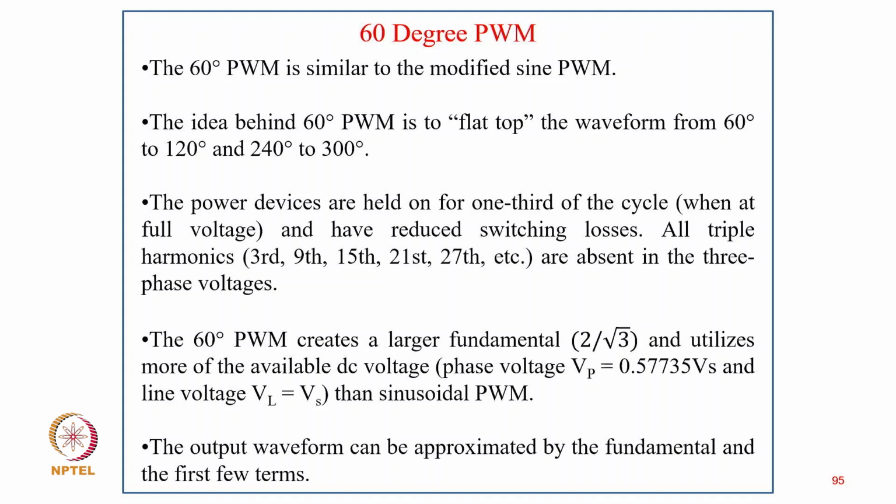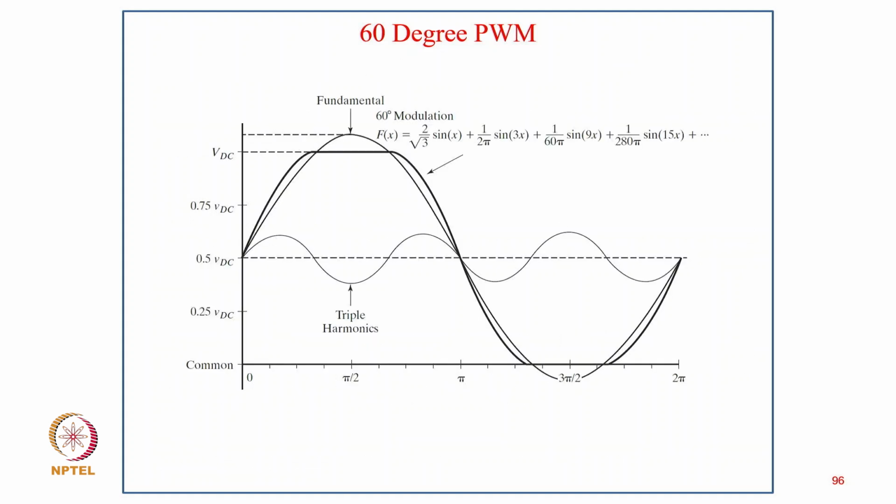All the triplen harmonics, third, ninth, 15th, 21st, are absent in the 3-phase voltage, and the 60 degree PWM creates a larger fundamental, by root 3, and utilizes more of the available DC voltage, with phase voltage Vp equal to 0.57735 Vs and line voltage VL equal to Vs, compared with sinusoidal PWM. The output waveform can be approximated by the fundamental and the first third harmonic term. So this is typically how a flat top waveform can be analyzed, with the fundamental and third harmonics in it.